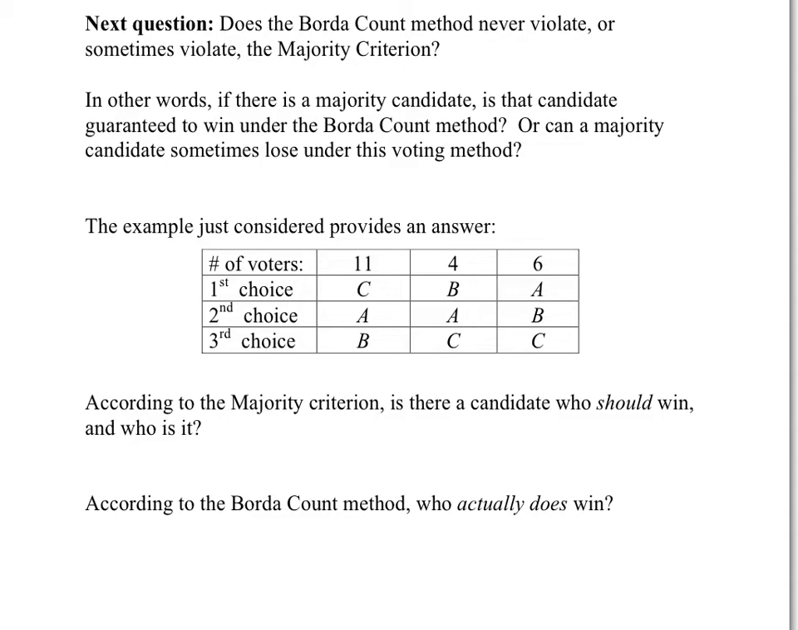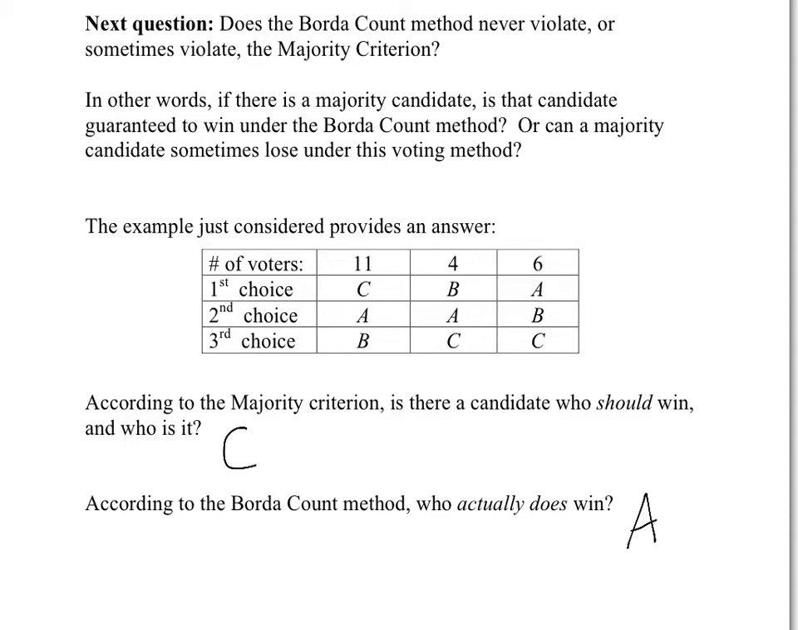So according to the majority criterion, is there a candidate who should win? Yes, it is C. Is there another candidate who does win? Yes, it is A under this method, the Borda count method. So that would seem to be rather bad news. The Borda count method sometimes violates the majority criterion.